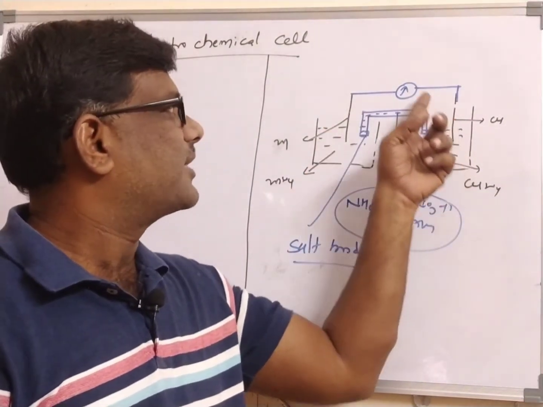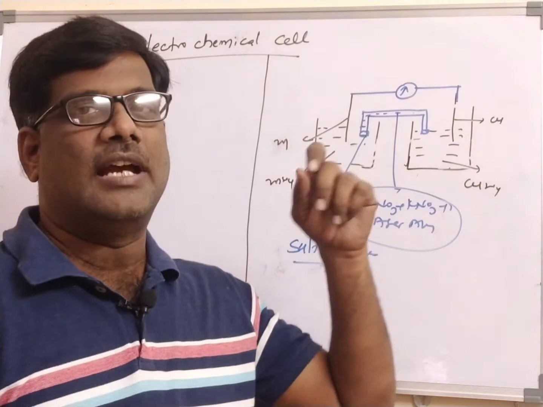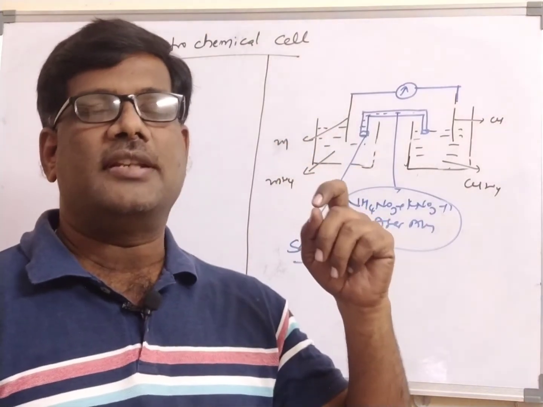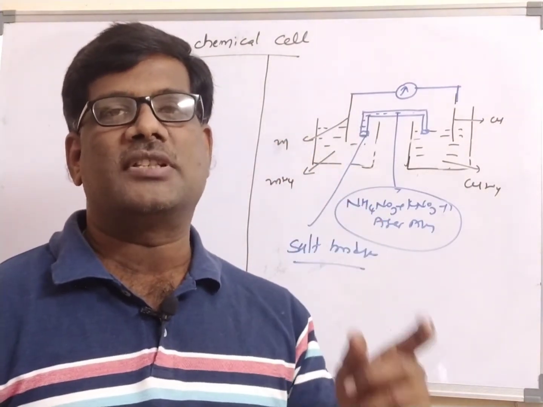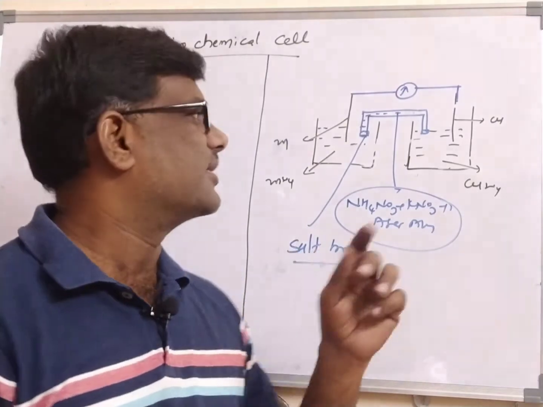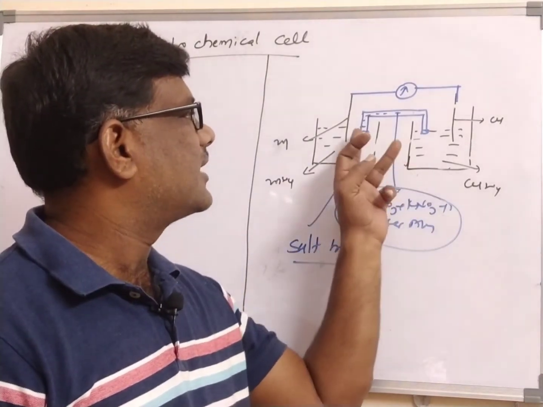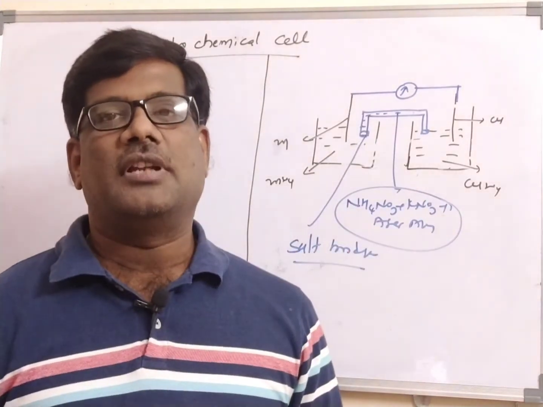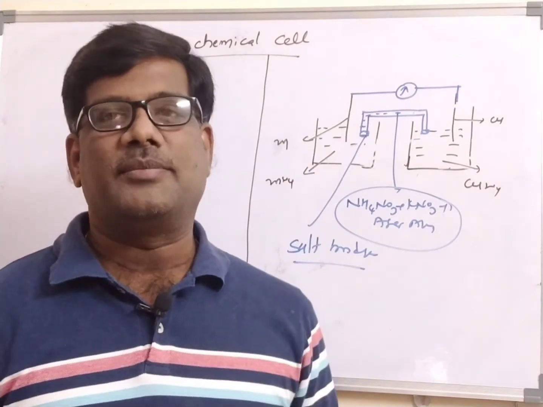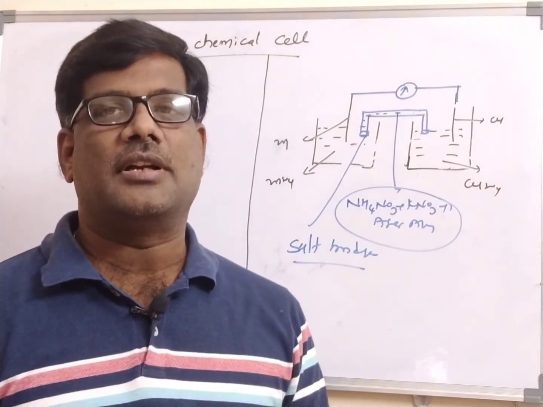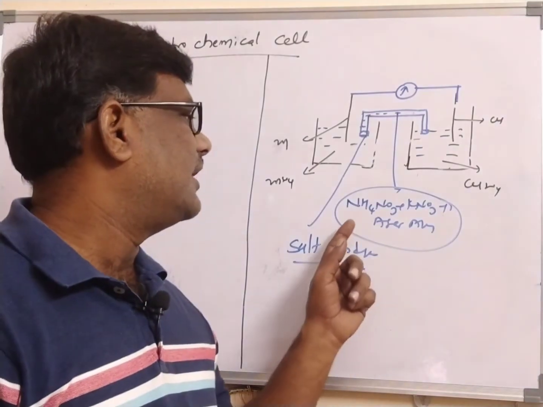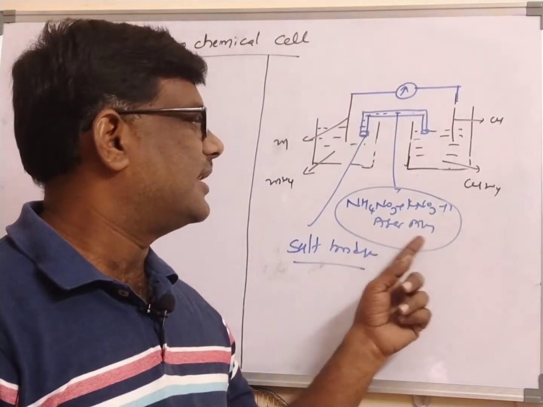Zinc rod and copper rod are connected through the external wire with the ammeter, and the use of the ammeter is to calculate how much electricity is produced during this process. These two half cells are connected with the U-shaped glass tube, which is called the salt bridge, and this U-shaped glass tube is filled with ammonium nitrate, potassium nitrate and agar jelly.